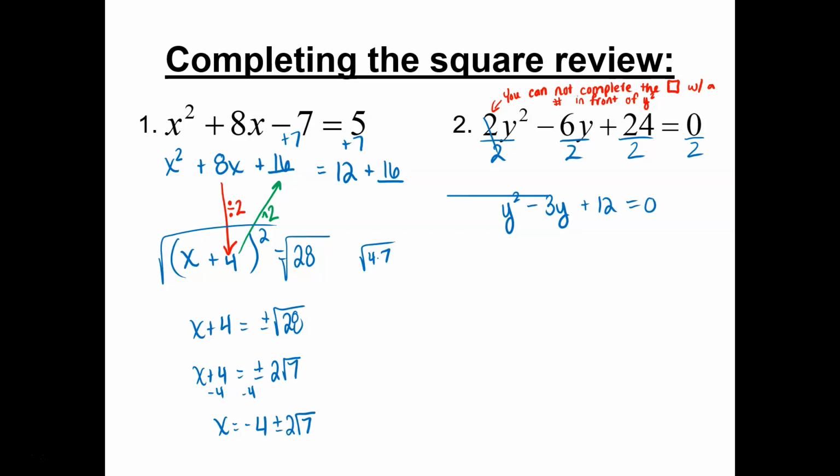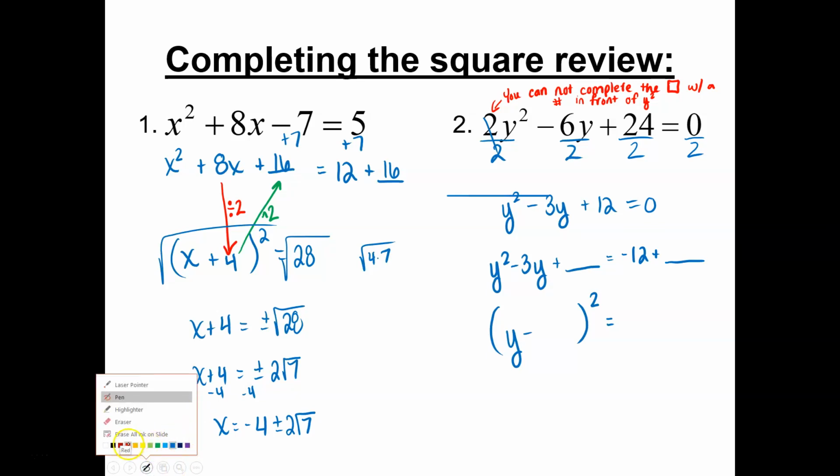And if we are completing the square on this, we're going to move the 12 over to the other side. So we'll have y squared minus 3y plus blank equals negative 12 plus blank. Okay, our goal is to get this to be like y minus something squared equal to a number over here on the other side. This one is more difficult than the last problem. What makes it more difficult?